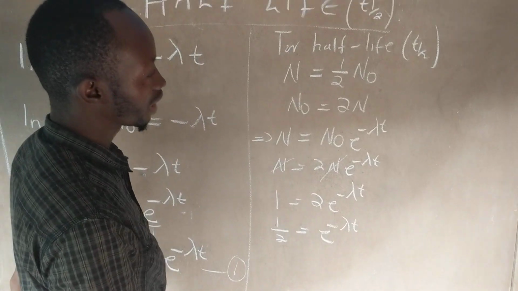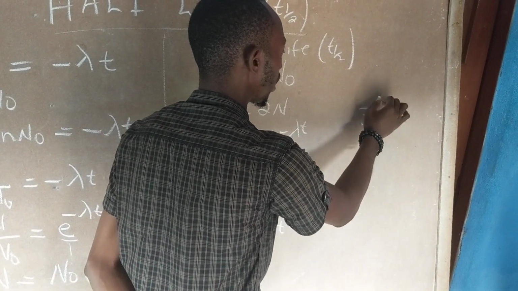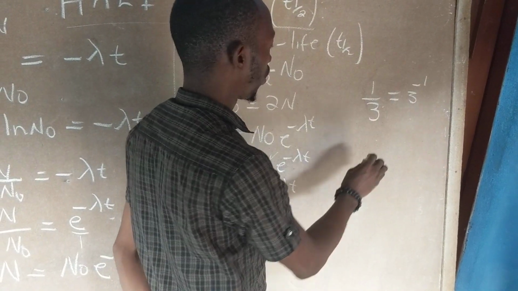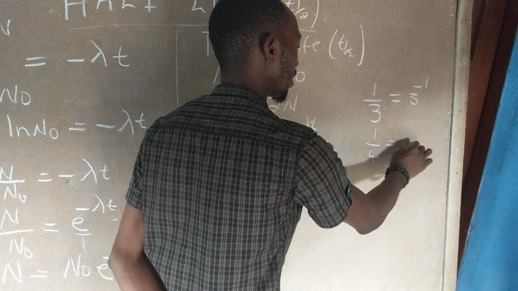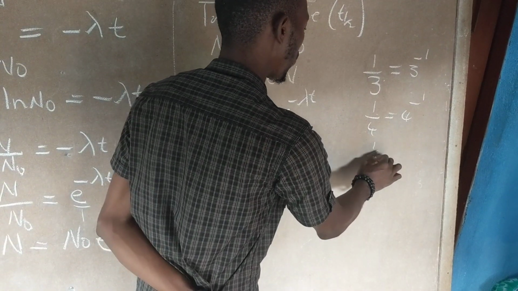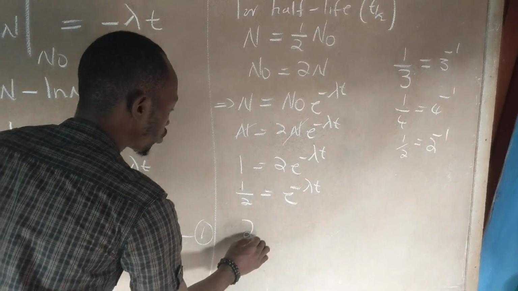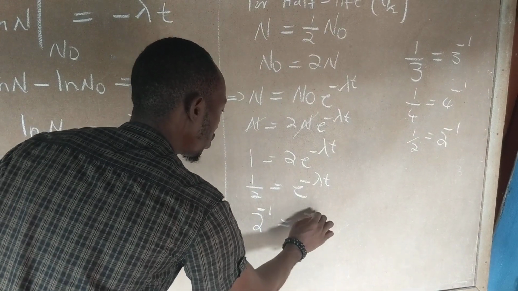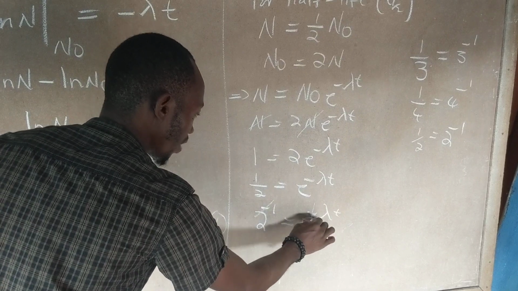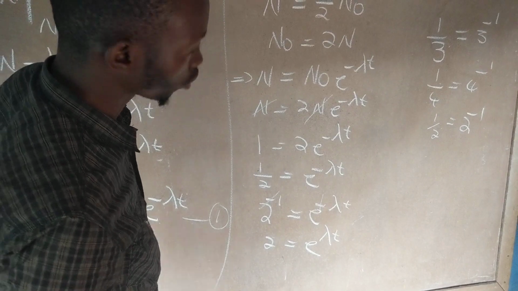You see, we have again the exponentials or the inverse of a value. 1 upon 3 can as well be written as the inverse of 3. 1 over 4 can as well be written as the inverse of 4, which is 4 raised to power minus 1. And 1 over 2 can as well be written as 2 raised to power minus 1. So this 1 over 2 is the same as 2 raised to power minus 1 equals e raised to power minus lambda T. Since the minus here is the same as the minus here, this minus cancels this minus, so we have 2 equals e raised to power lambda T. So this is the version.